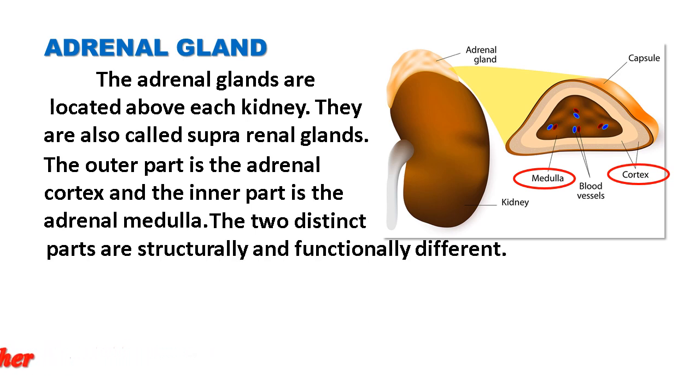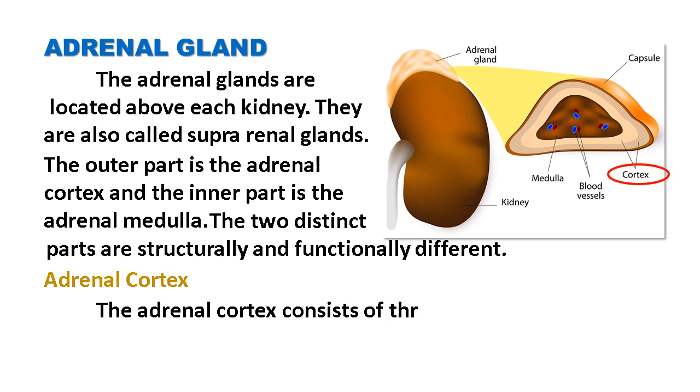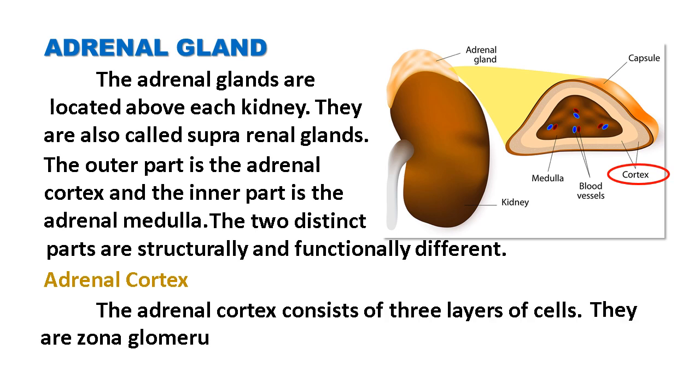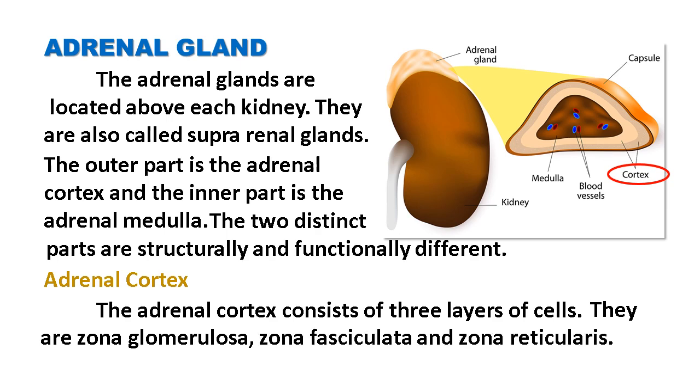See the picture, you can see the adrenal cortex and adrenal medulla. Let us see in detail about adrenal cortex. The adrenal cortex consists of 3 layers of cells. They are zona glomerulosa, zona fasciculata and zona reticularis.